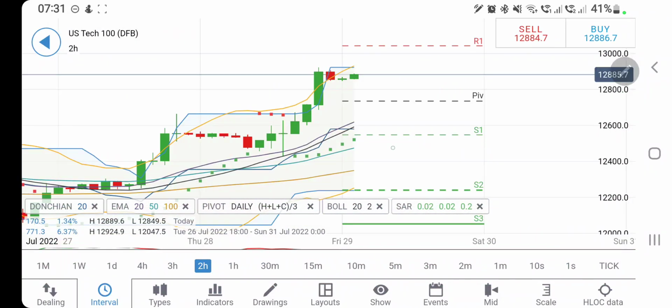Look at the 2-hour charts. The high there at 12,950, it is getting the resistance there. 850 is the support there. In between 850 and 950, we have to be cautious.